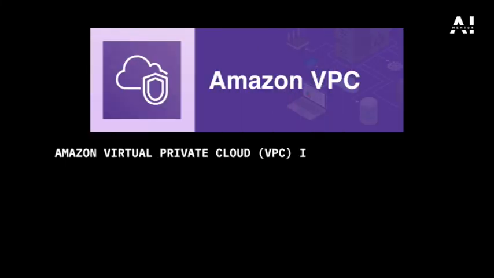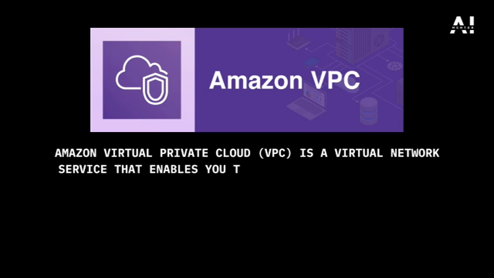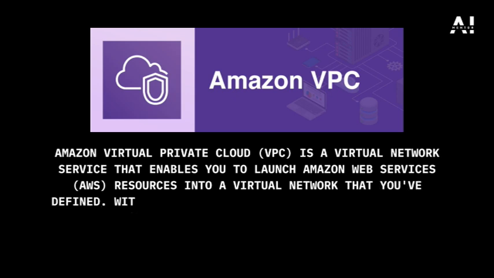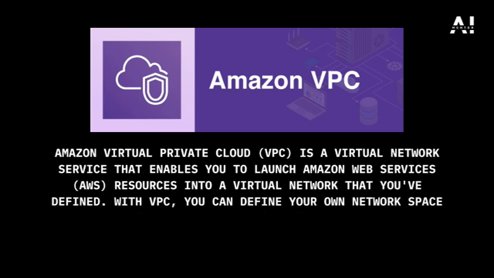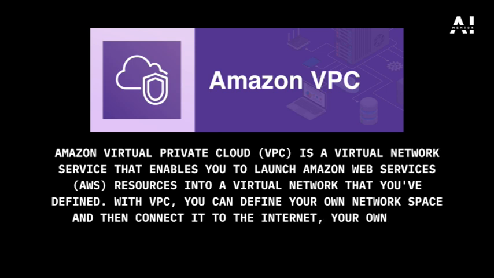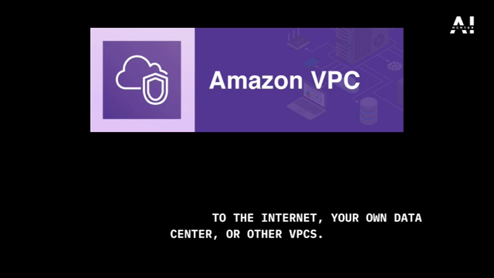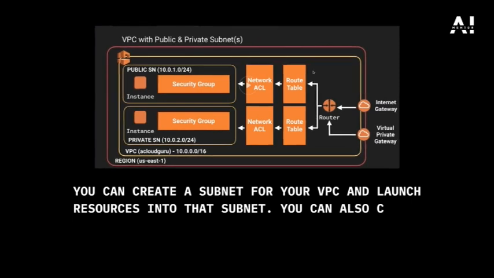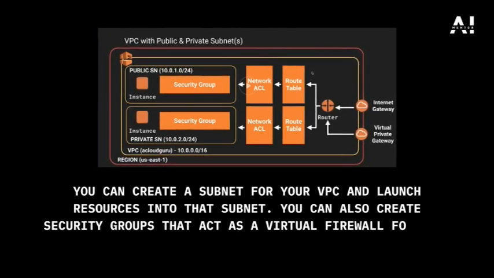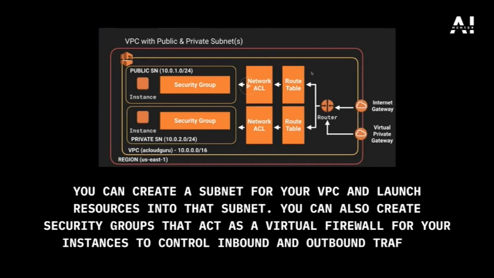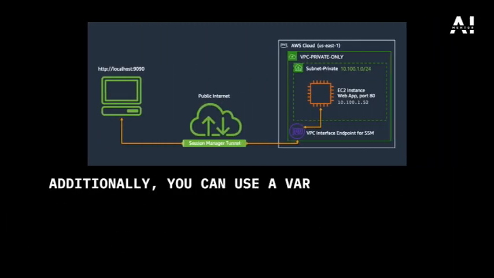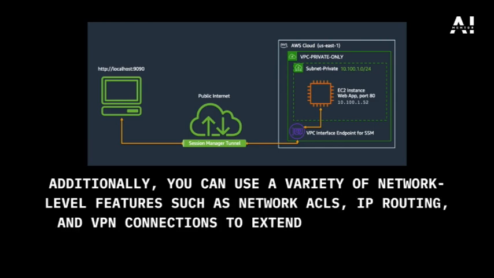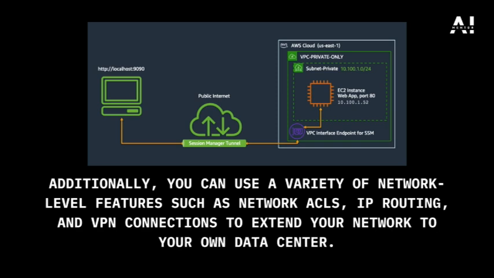Amazon Virtual Private Cloud, VPC, is a virtual network service that enables you to launch Amazon Web Services, AWS, resources into a virtual network that you've defined. With VPC, you can define your own network space and then connect it to the Internet, your own data center, or other VPCs. You can create a subnet for your VPC and launch resources into that subnet. You can also create security groups that act as a virtual firewall for your instances to control inbound and outbound traffic. Additionally, you can use a variety of network-level features such as network ACLs, IP routing, and VPN connections to extend your network to your own data center.